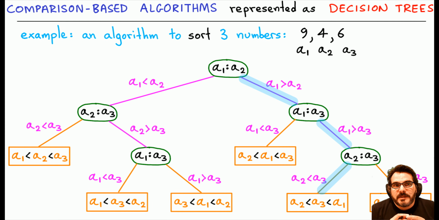And if the numbers are, let's give an example, A1 is 9, A2 is 4, and A3 is 6. Basically, 9 is greater than 4. You select this branch, and then you compare 9 and 6. 9 is greater than 6, and now you compare 4 and 6. 4 is less than A3, which is 6, and then you end up with this output here.